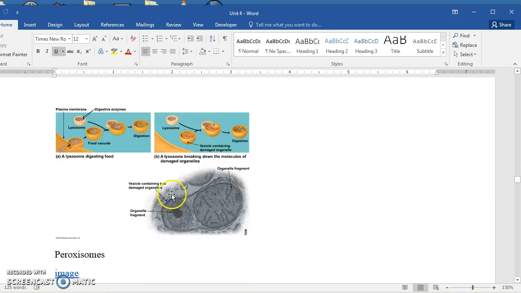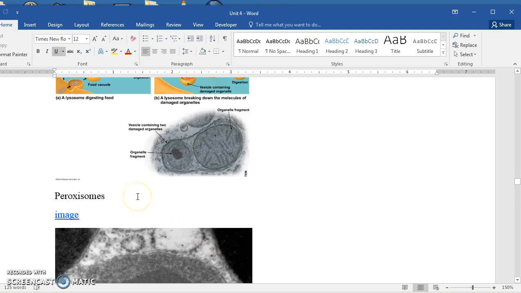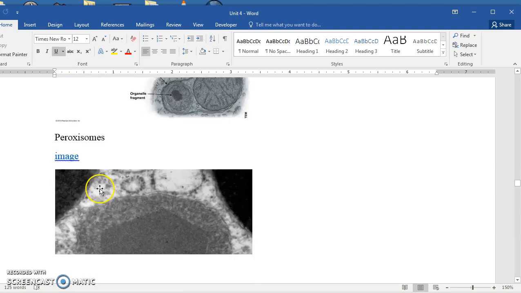Here is an electron micrograph of a lysosome, and there's some kind of an organelle fragment here and another organelle fragment here that the lysosome is breaking down. Other vacuoles will have enzymes similar to catalase that will break down hydrogen peroxide, and those are called peroxisomes.